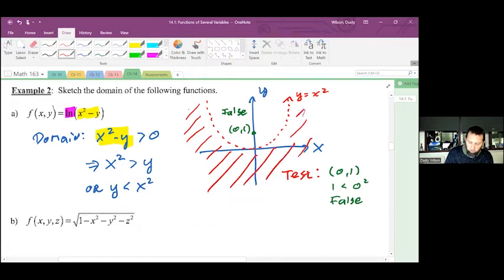You don't have to do test values. I'm just saying that I tend to like them myself because they give me confidence that I know which side of the graph to shade. Once again, we're using the dashed line on y equals x squared because of the fact that we have the strict inequality. So that's why we have the dashed line.